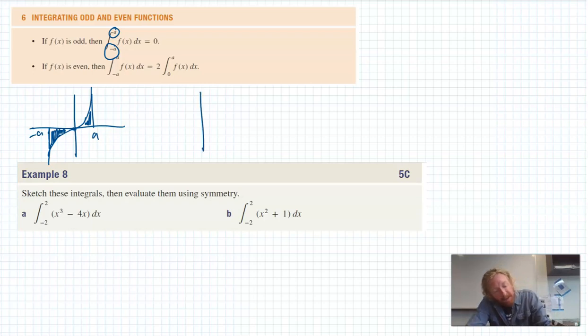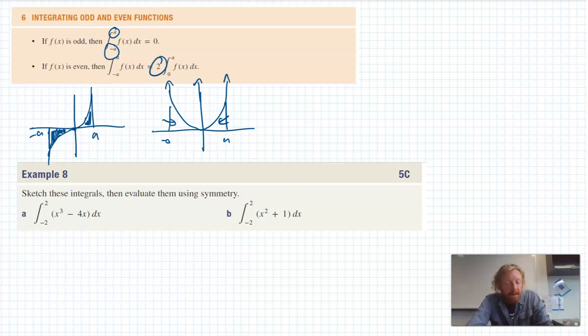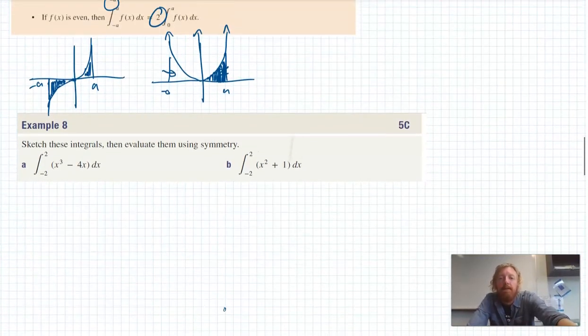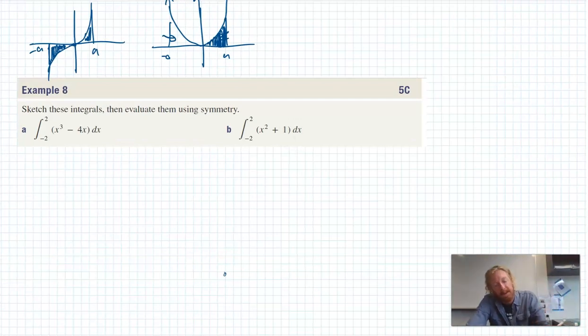If it's even, let's look at our parabola with reflectional symmetry across the y-axis. From negative a to a, this is going to be the same as that. So it's just that guy times 2. Done. We can use that to do these guys here.